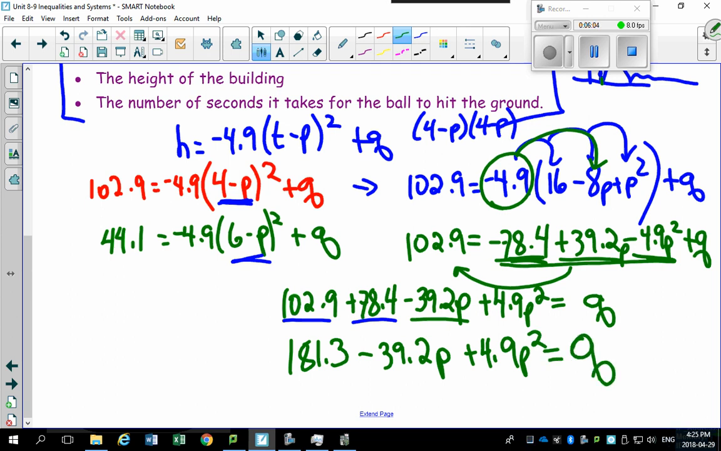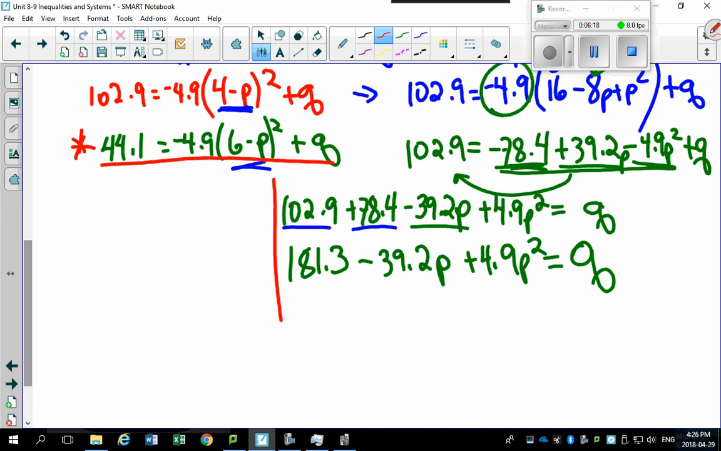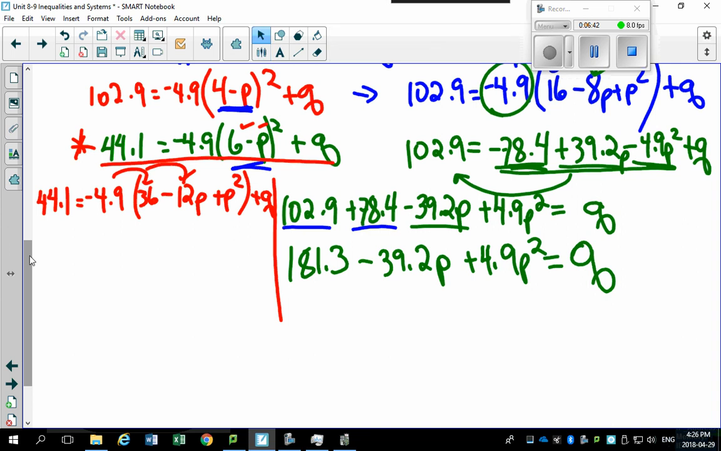Oh my goodness, what a mess. What have I found? What have I done? Oh my goodness. Okay, guess what? We've got to do the same thing to this guy right there. Exactly the same thing to this one. Well, okay, the heck with it. Let's stop complaining. Let's just do it. That equals minus 4.9 times, this is going to be a perfect square, 36 minus 12p plus p squared, plus q, right? Distribute in.